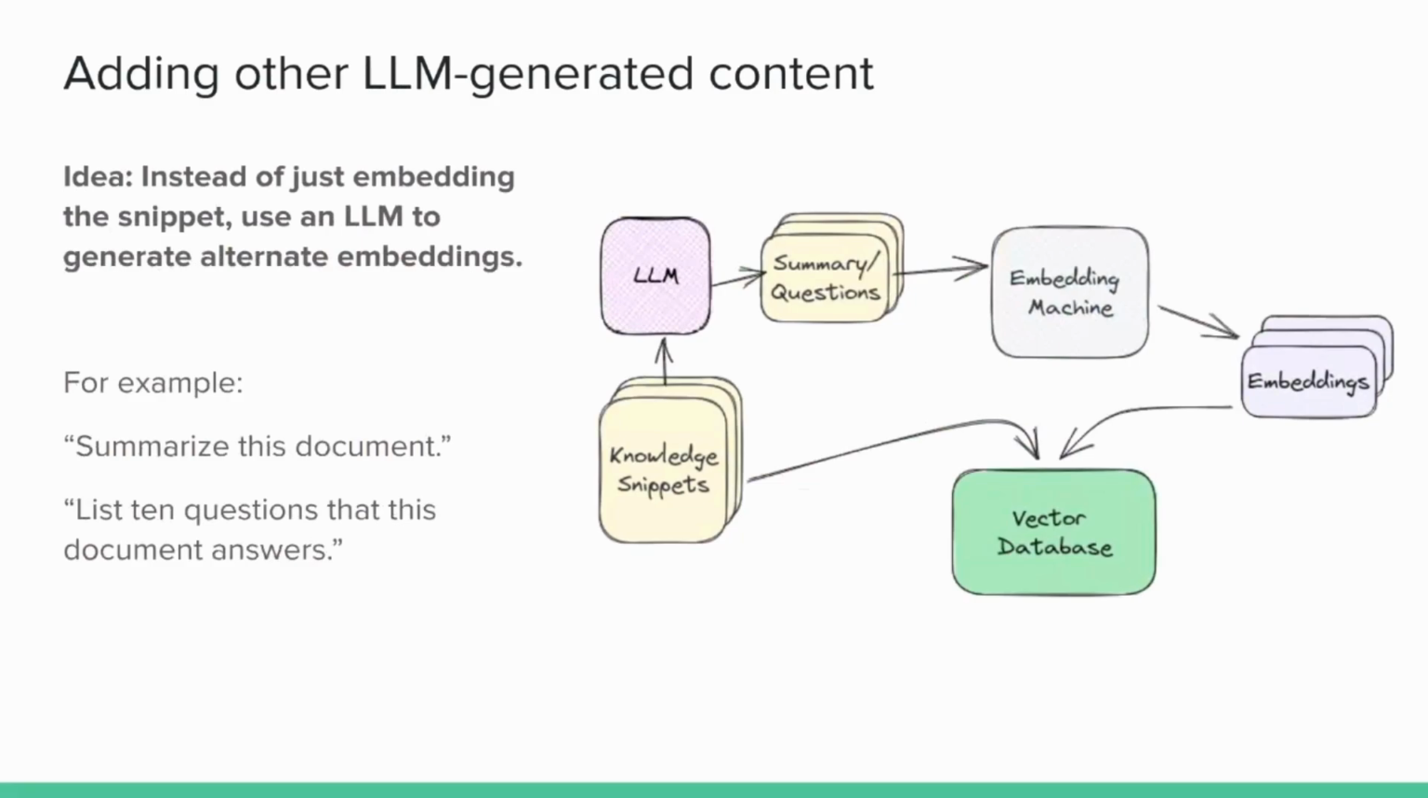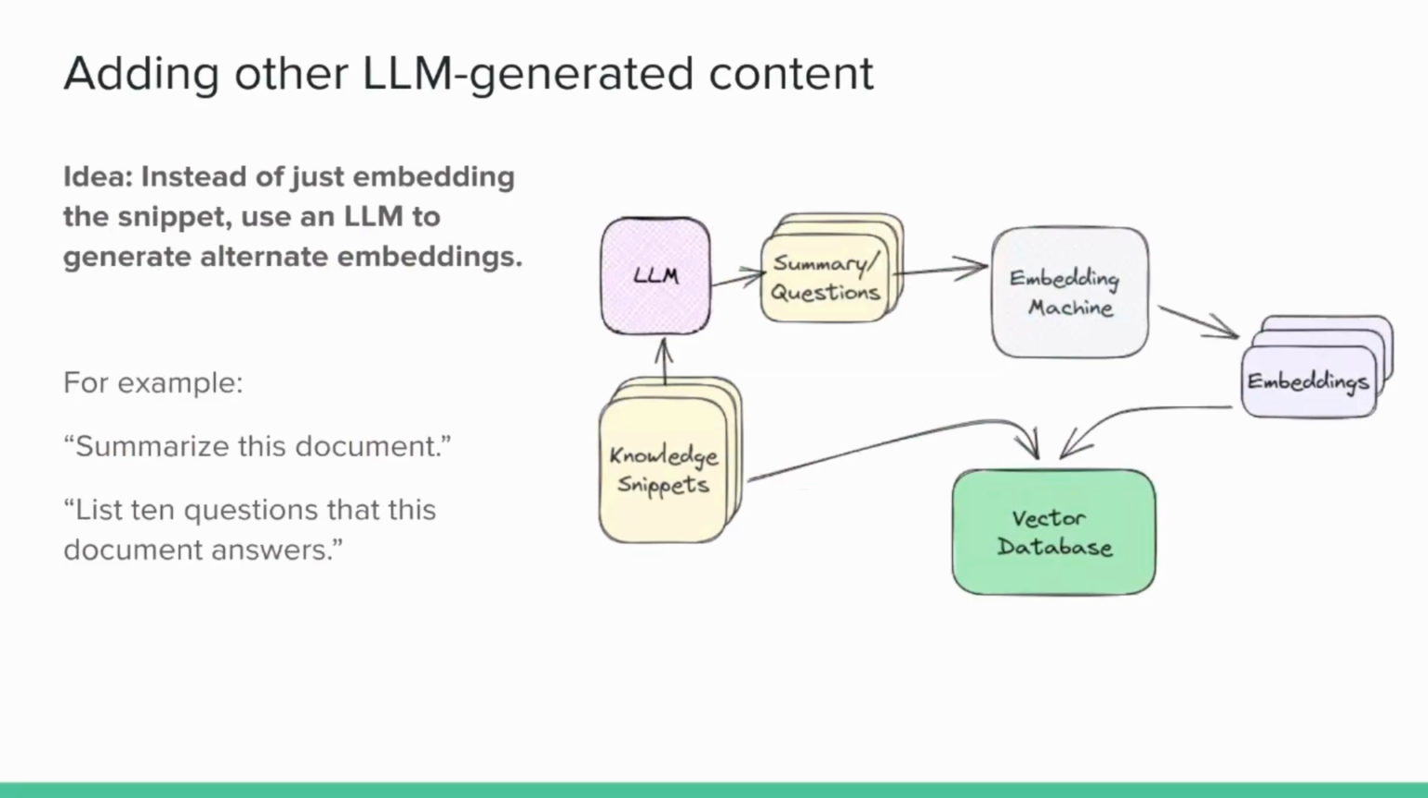Another strategy you can use is to add other content, and this other content is often also generated by a language model. Let's imagine we've built a knowledge base out of product documentation or something like that. Instead of embedding the exact documentation, we first ask a language model to summarize this document, or list 10 questions that this document answers. And then we embed those.